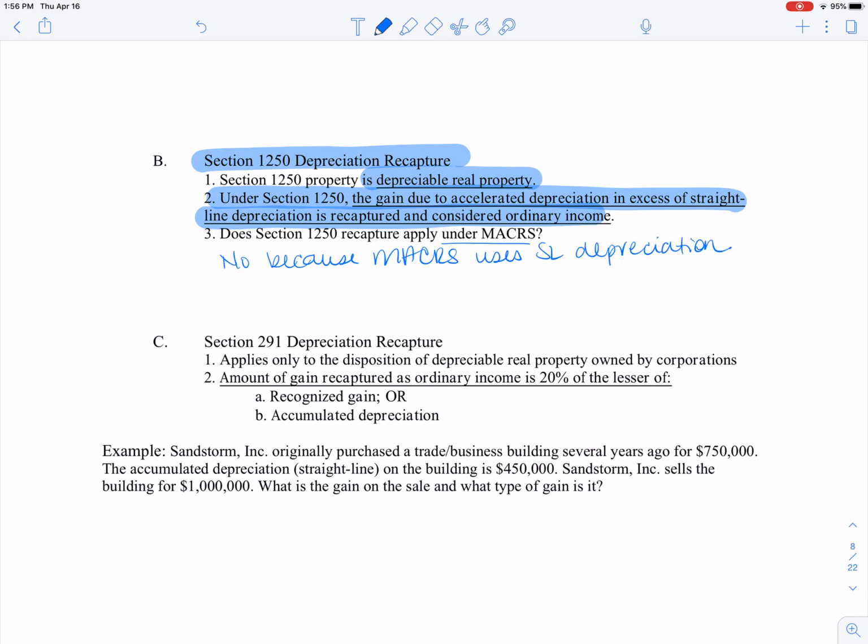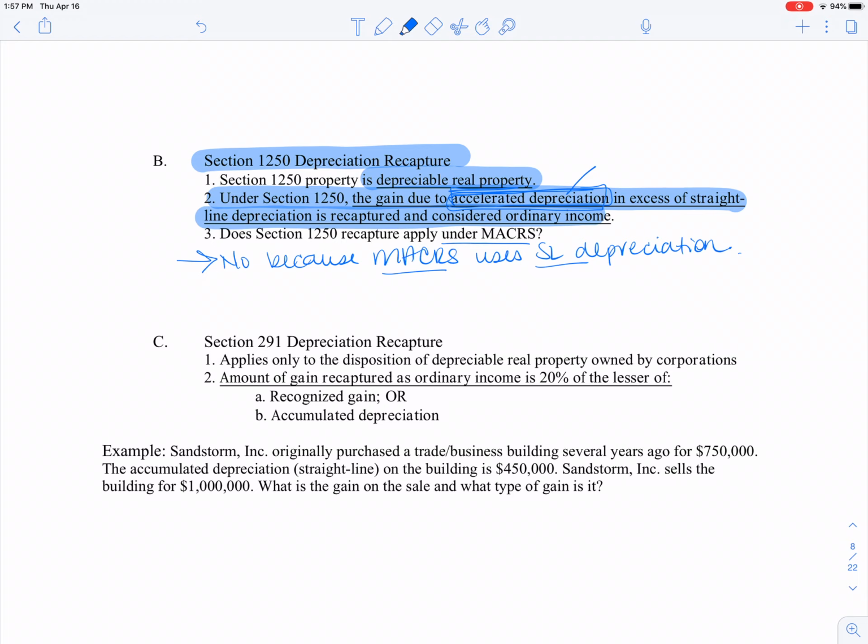Before we had MACRS, we had accelerated cost recovery. And that's what they're referring to here when they say that the excess of the accelerated depreciation that you took over straight line would need to be recaptured as ordinary. That's for older depreciation methods that were using accelerated depreciation for these assets. Now, if you're placing an asset into service and using MACRS, they are using straight line and you would not have this 1250 depreciation recapture.